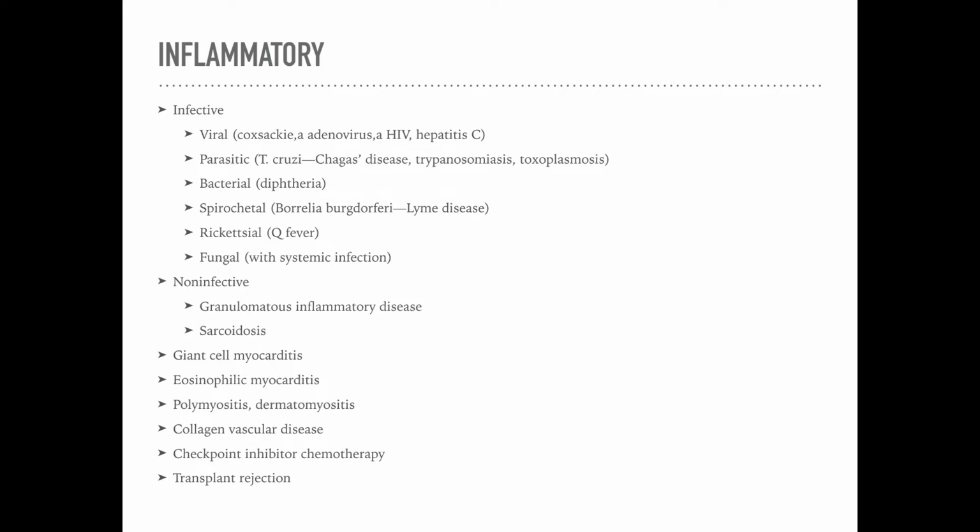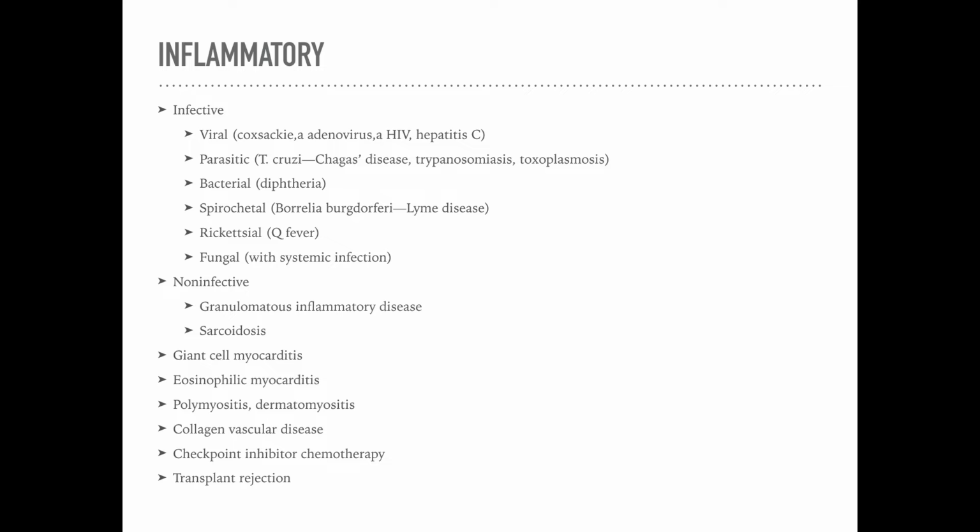The other bacteria is the spirochete, Borrelia, which causes Lyme disease. This is not seen in India. Important parasites are Trypanosoma cruzi, which causes Chagas disease. Viral myocarditis is caused by HIV, hepatitis C, adenovirus and Coxsackie virus. Rickettsial Q fever and systemic fungal infections can also cause dilated cardiomyopathy.